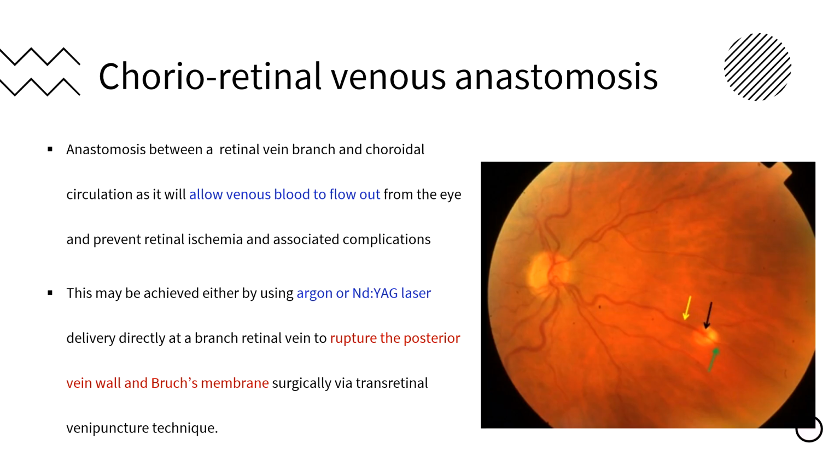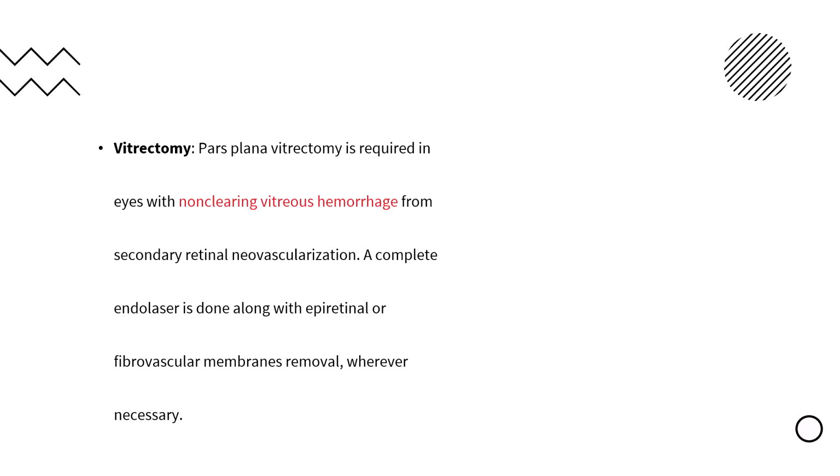Then chorioretinal venous anastomosis. It is an anastomosis between a retinal vein branch and choroidal circulation, as it allows venous blood flow to flow out from the eye. As we can see in this diagram, the black arrow shows the anastomosis. This may be achieved either by using argon or Nd:YAG laser delivered directly at the branch retinal vein to rupture the posterior vein wall and Bruch's membrane, or surgically via the transretinal venipuncture technique.